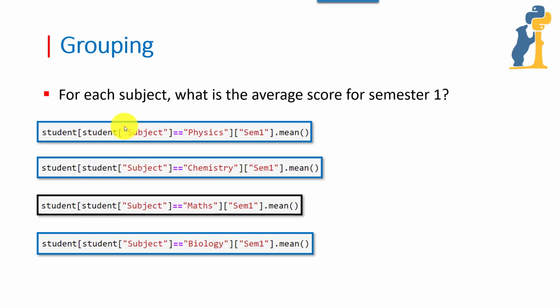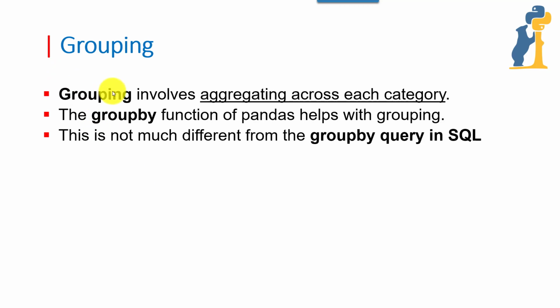But here the code is more complex. You can get the same answer if you use group by. Grouping involves aggregating across each category. Aggregation may involve operations such as count, sum, mean, or implementing a complex user-defined function. The group by function of pandas helps with grouping. This is not much different from the group by query in SQL and spreadsheets.